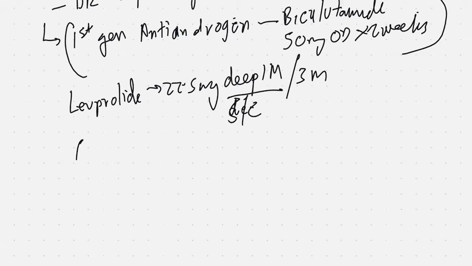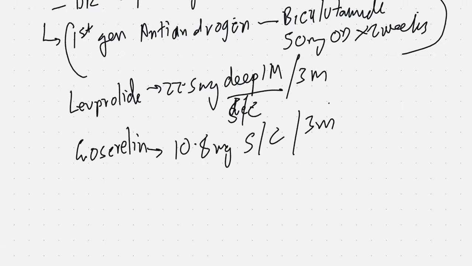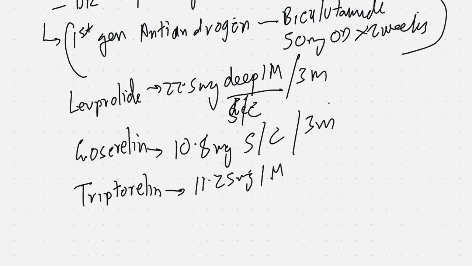So goserelin is given at a dose of 10.8 milligram. This is given subcutaneously every 3 months. Now, apart from this, you also have triptorelin. This is given at a dose of 11.25 milligram, and this is given IM every 3 months. So these are the three most commonly used GnRH agonists, right?